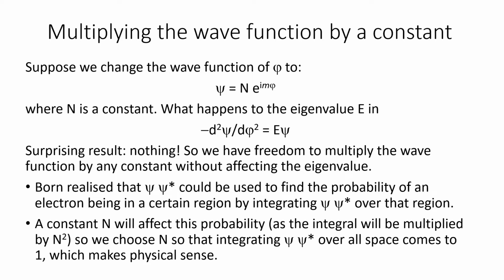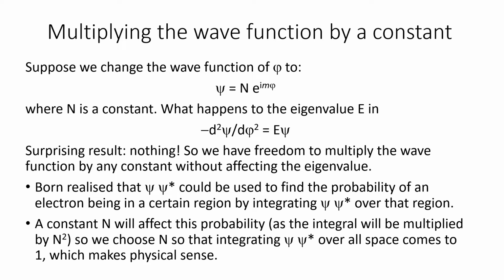So what we do now then, knowing that the n is going to be significant from the point of view of working out the probability, we then define n in such a way that if we integrate this real function over all space, the answer has to come to 1. And this is the answer that makes physical sense, because it's about probability. Because the probability of the electron being somewhere, of course, has to be equal to 1.